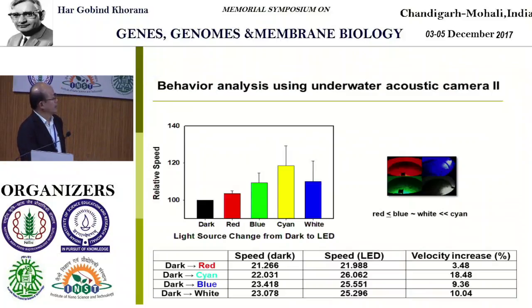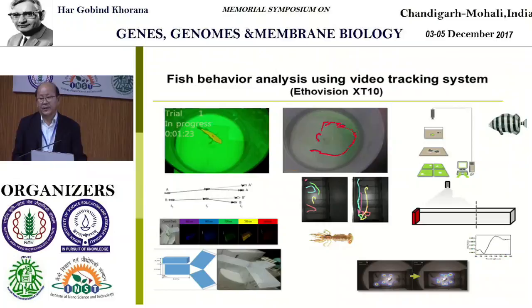And this is the summary of the result from the photo response analysis. As you can see, cyan is more effective in inducing the movement as compared to other LEDs. The other monitoring system we used was a video tracking system. Basically, for fishes which move slowly, it's okay to use this video tracking system.